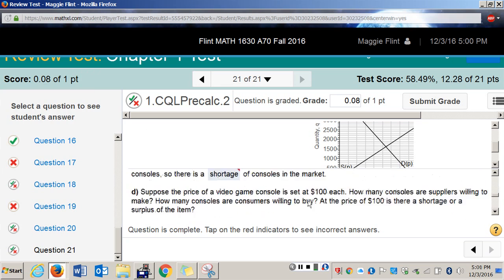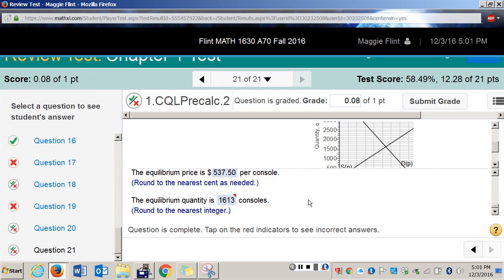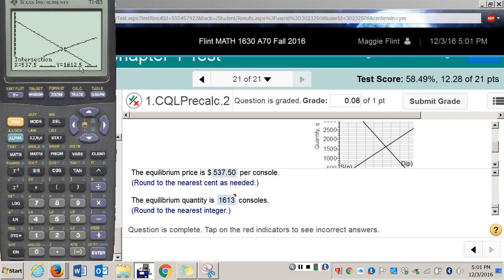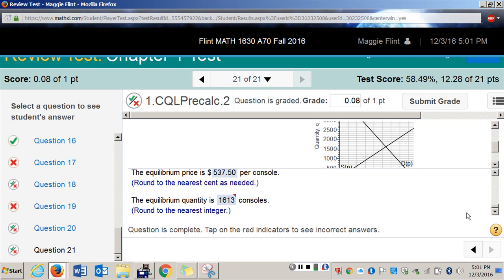So what does that mean in terms of the problem? Well, that means that the equilibrium price is $537.50 per console. And the equilibrium quantity, since I can't have half of a quantity, then I have to actually have the equilibrium quantity is at 613 consoles, rounded up from 612.5. And that is the correct answer.